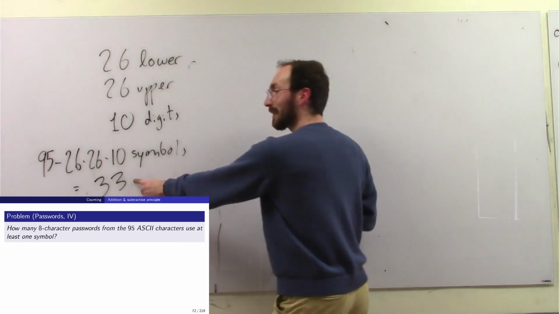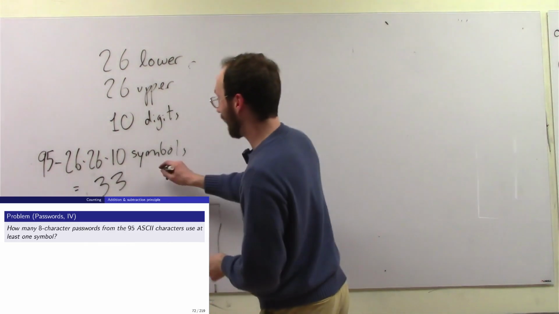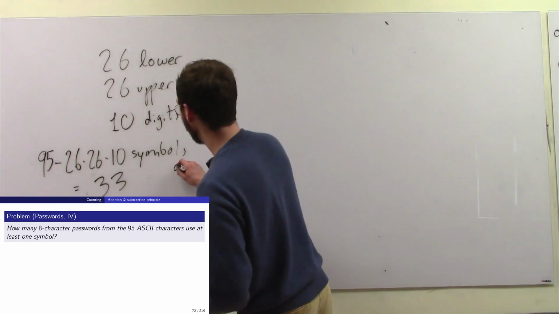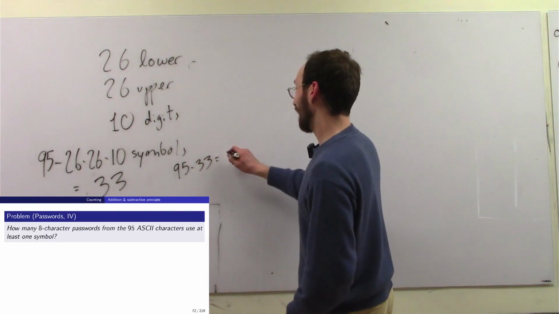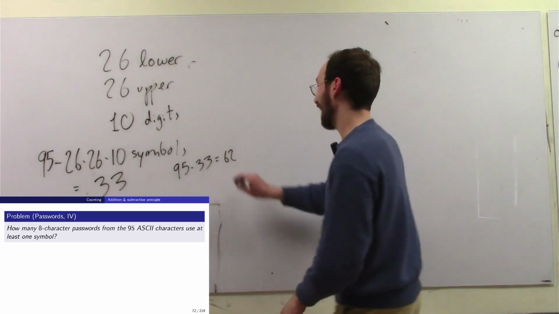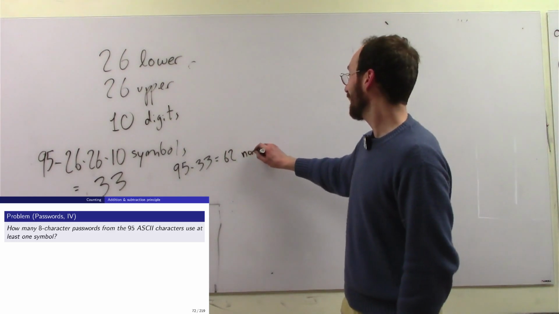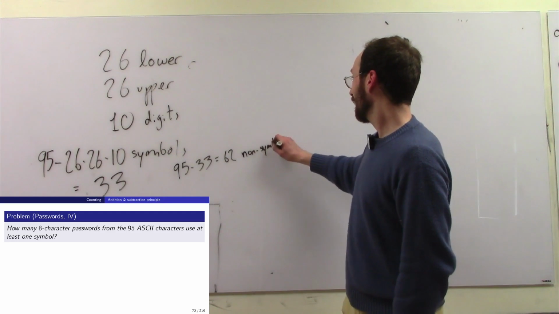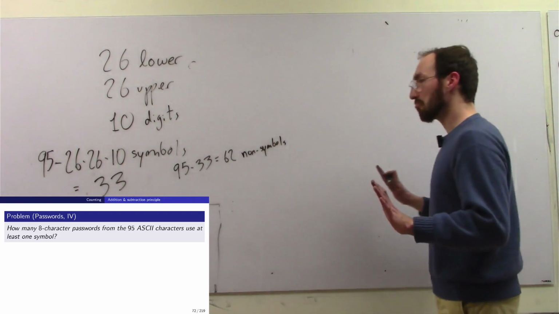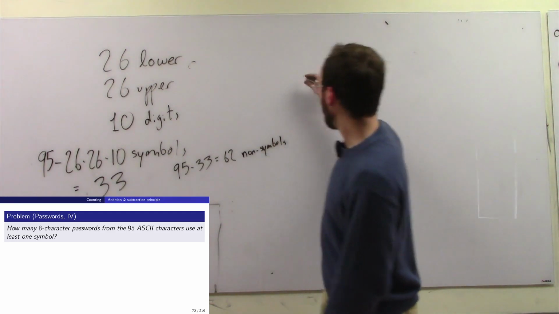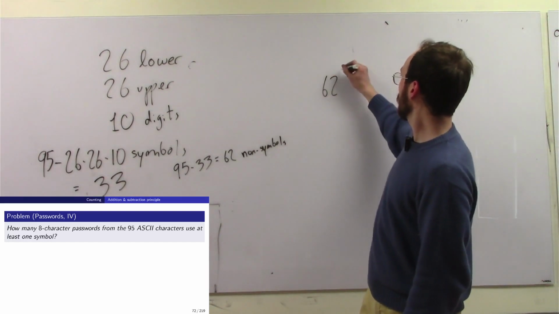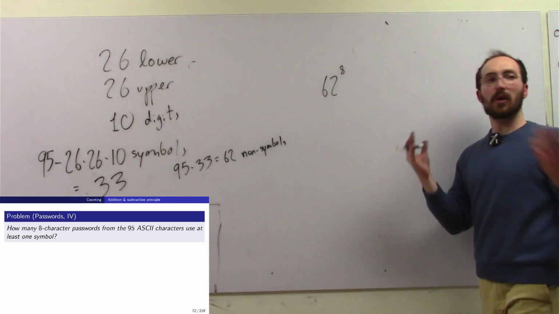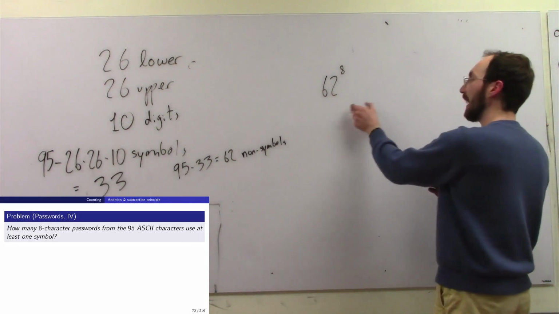You know what's great? I actually wanted the other number. I wanted 95 minus 33. Let's do that. Perfect. 62. Okay, there are 62 non-symbols. So, building up an 8-character password with just non-symbols, there are 62 to the 8 ways to do so. Boom. Just 62 at every choice.